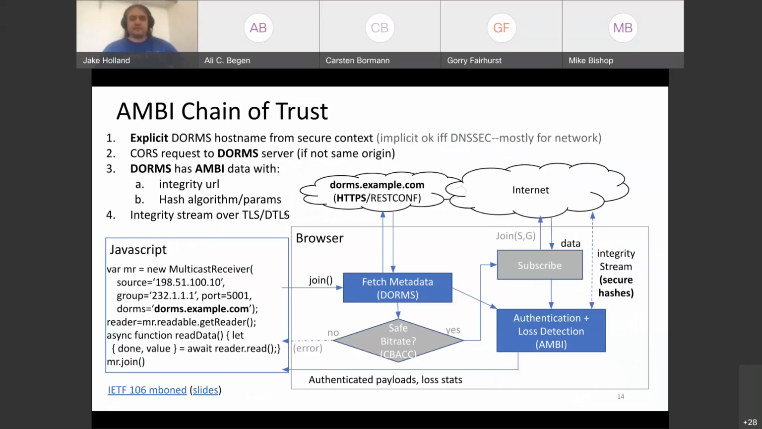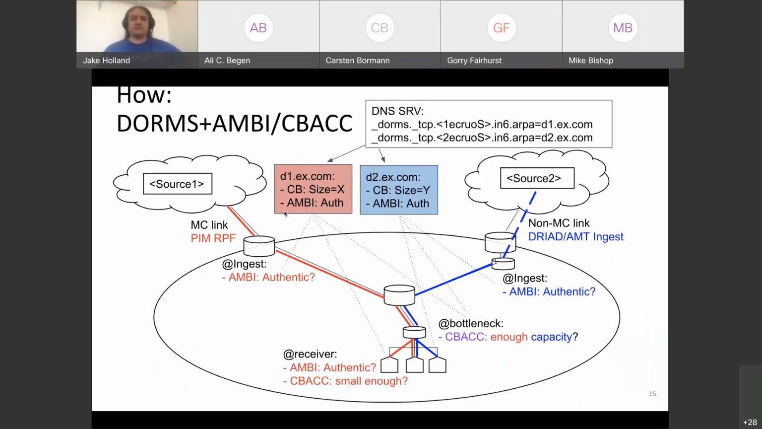The chain of trust, we can come back to if people want to dig into it, but I think most of this really has to be addressed offline. The way the discovery works is there is a DNS component. If you are at the receiver and you have access to application level information, you can explicitly provide the host name for the dorm server, where you can find the AMBI part. That's part of the browser proposal because we don't have secure DNS.